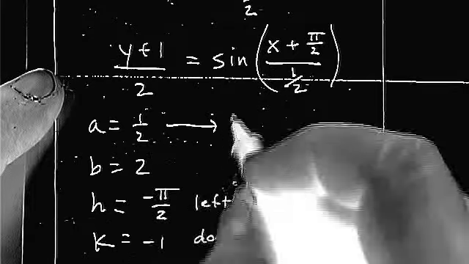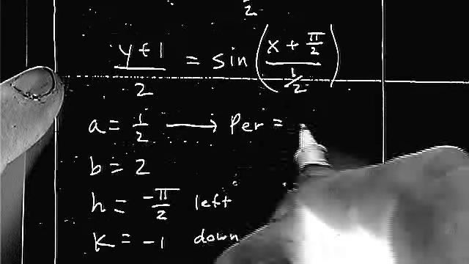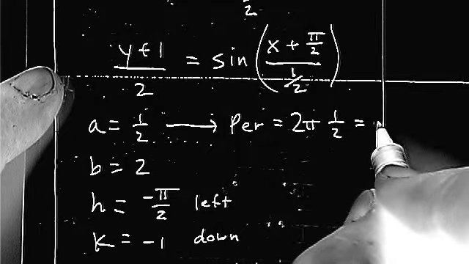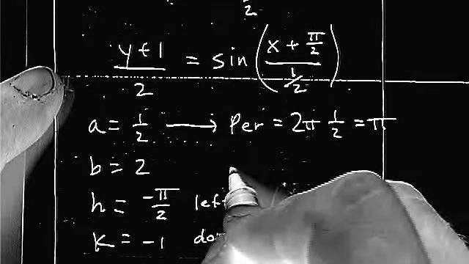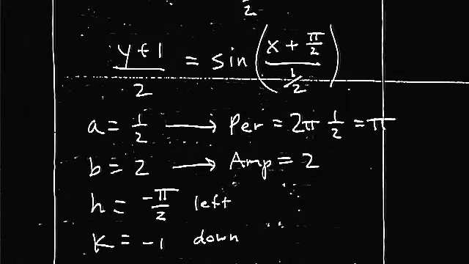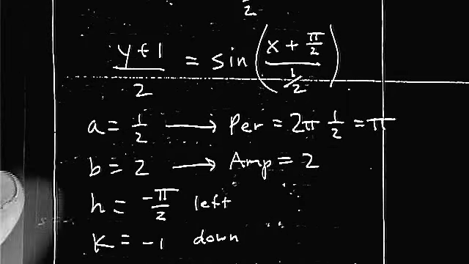Of course, if the a value is 1/2, then we take the original period and multiply by the multiplier, giving me 1 pi. And of course, the amplitude, which comes from this stretch, used to be a 1, but now it's 2.